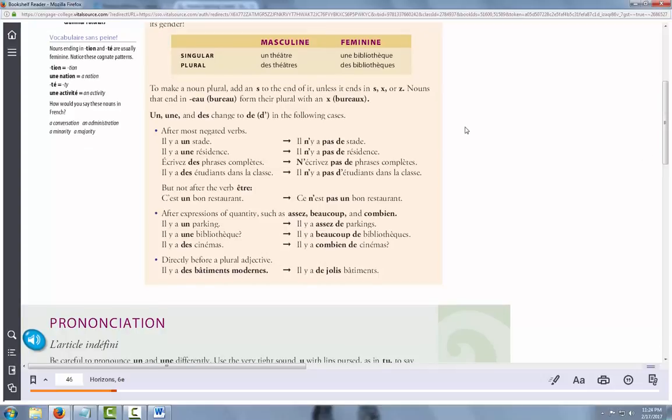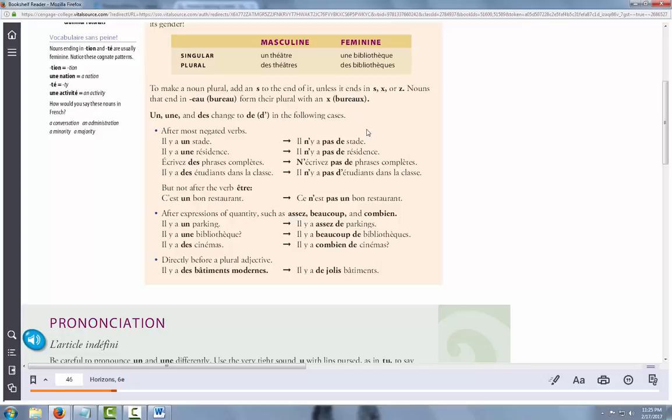Okay. Most nouns in French are made plural by adding just an S. That's the standard way, like in English. If you have one car, when you have several cars, it's two cars. You just add an S. However, there are a few exceptions to that in French, where you're going to be adding an X or a Z. So, bureau is a desk, and like every noun that ends in I, E, U, you're going to be putting an X to make it plural. Okay.